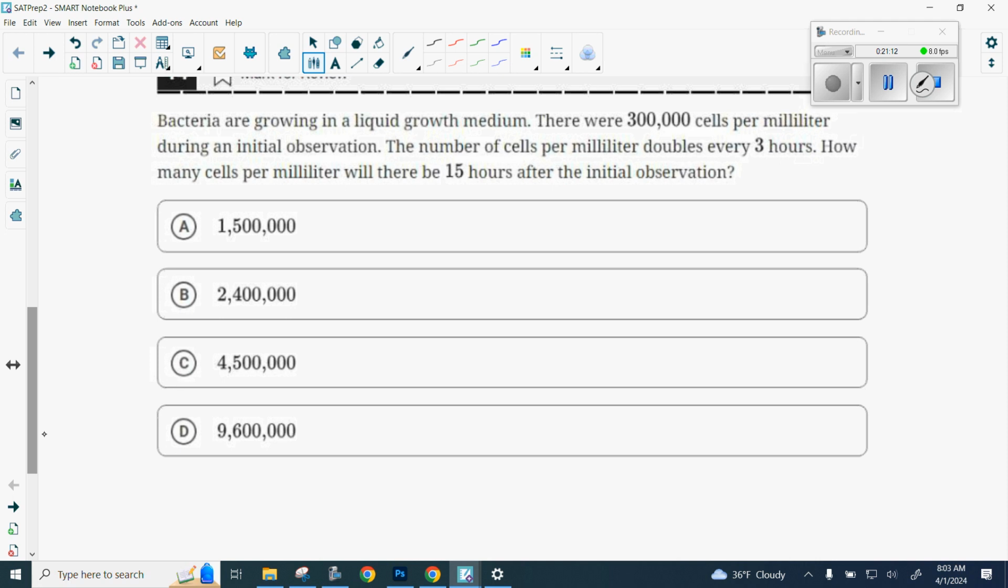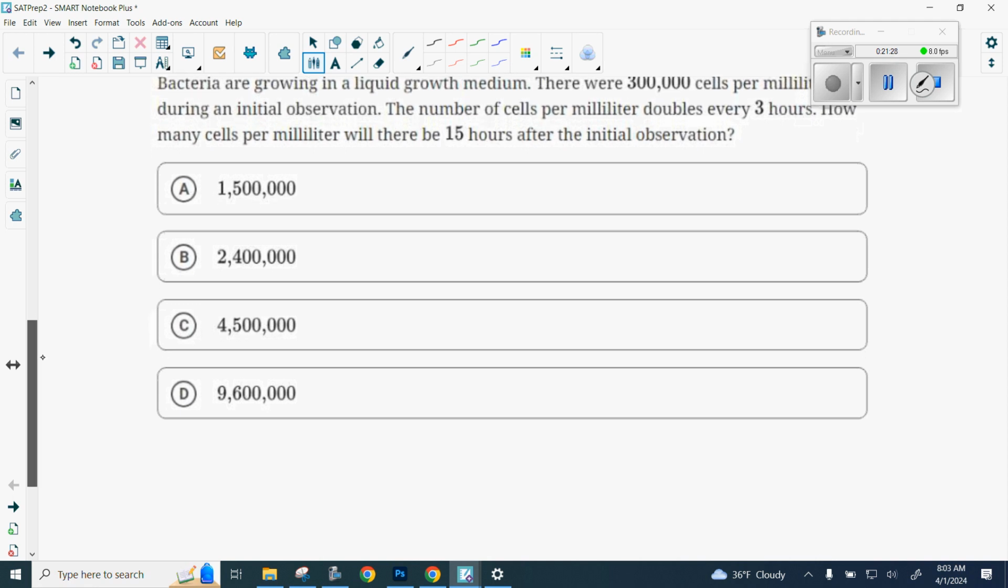Bacteria are growing all the time. In a liquid growth medium, there were 300,000 cells per milliliter during an initial observation. The number of cells per milliliter doubles every 3 hours. How many cells per milliliter will be there 15 hours after the initial observation?